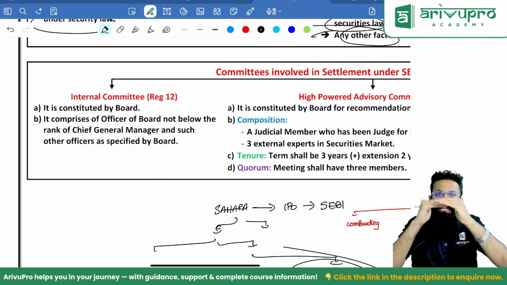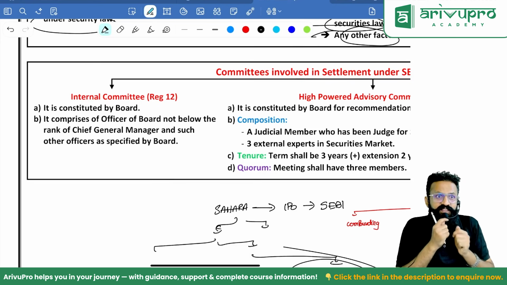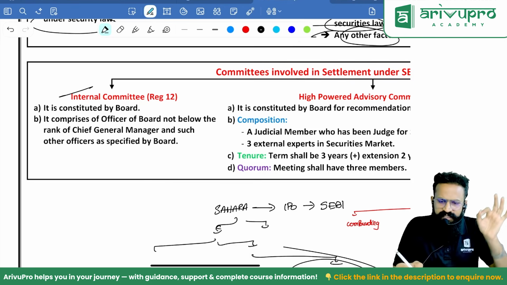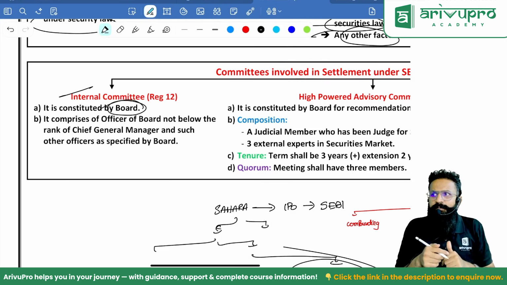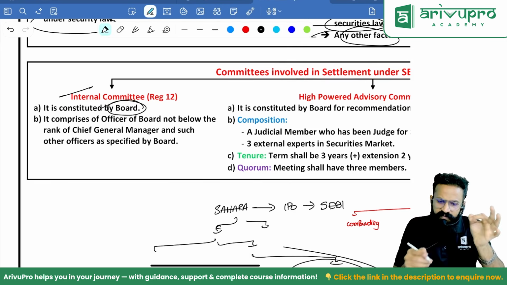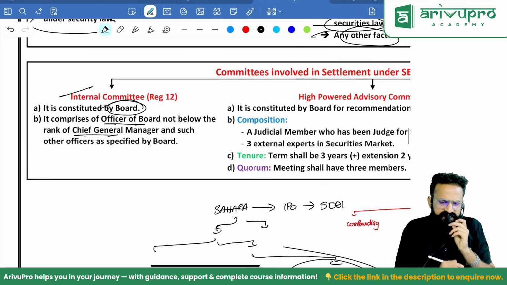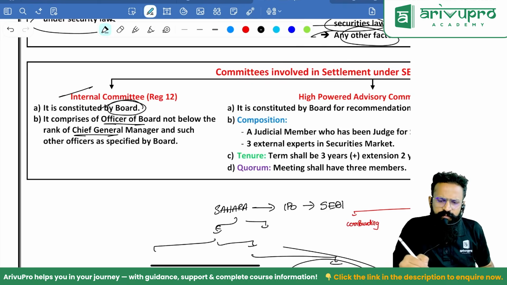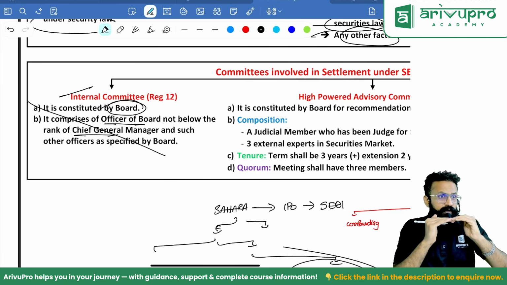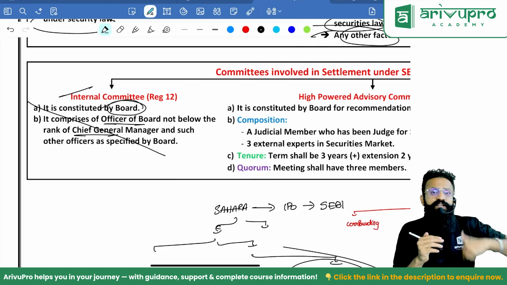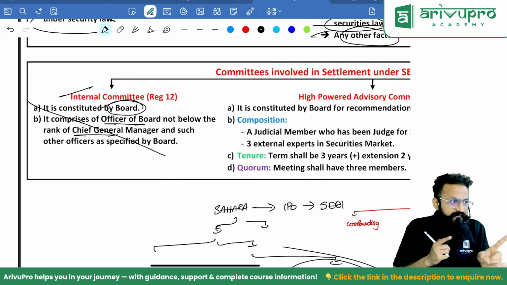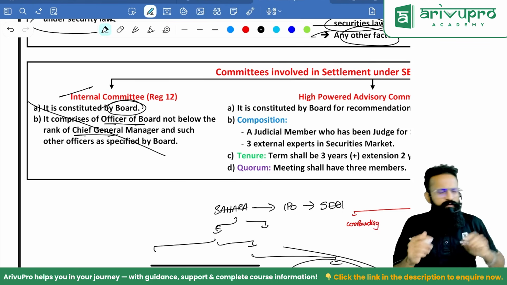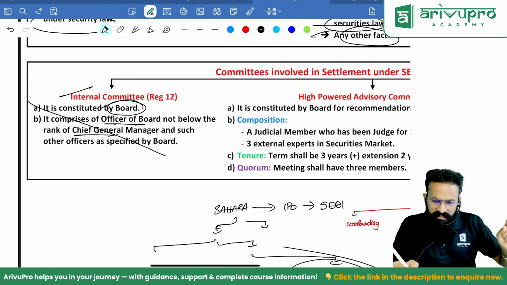The first hierarchy that comes when you file with SEBI, the first committee that takes up your matter, is called the internal committee. This is constituted by SEBI only. It comprises officers of SEBI not below the rank of chief general manager and such other officers as specified by the board. Do we have to remember this? No. But remember, they are the first point of contact in SEBI when you are filing a settlement application. And how does our procedure go? The internal committee will first scrutinize. They will question you. If they are okay, then the matter will go to the next authority.